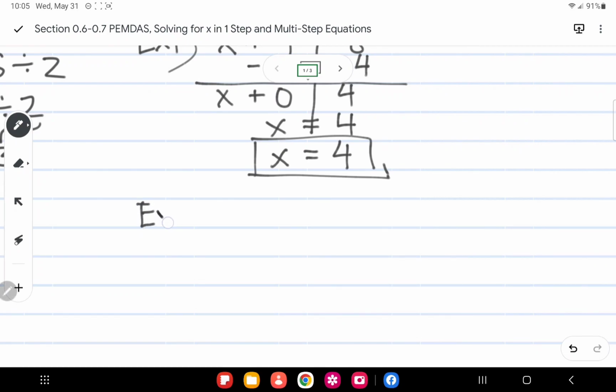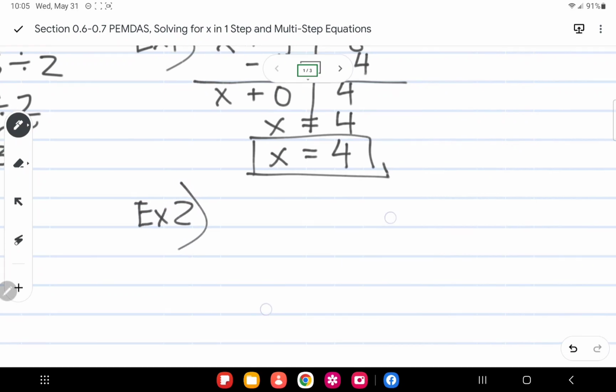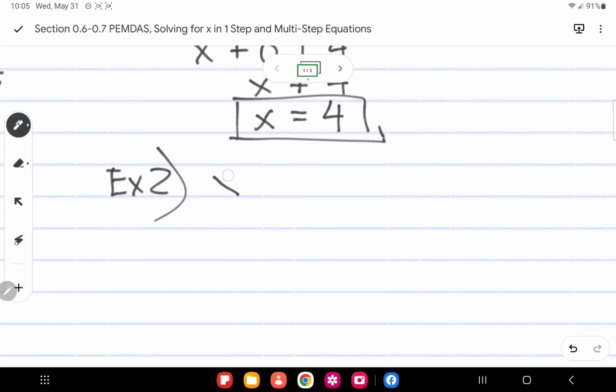Let's give you another example just to solidify this knowledge. Let's say we have x minus 8 equals 10.